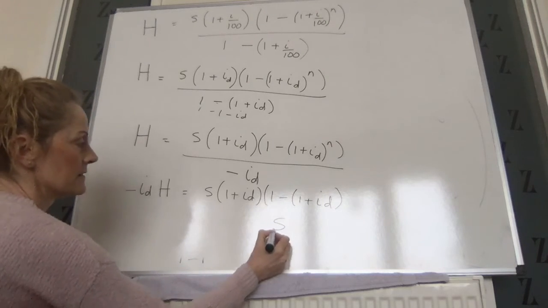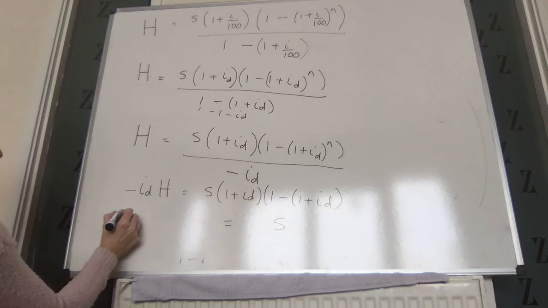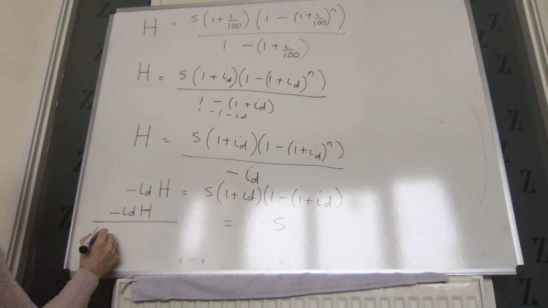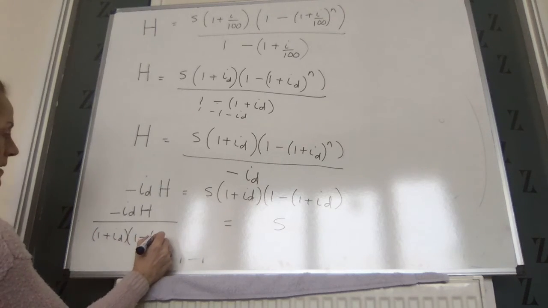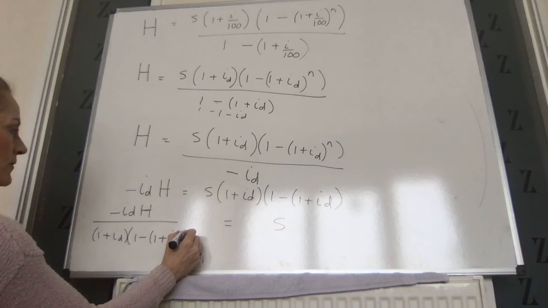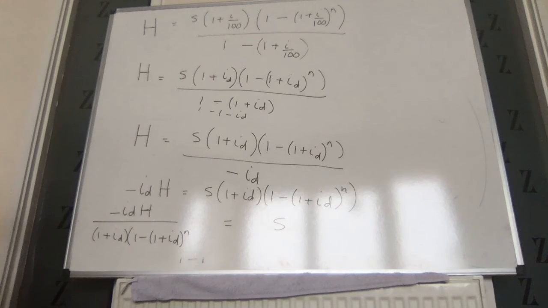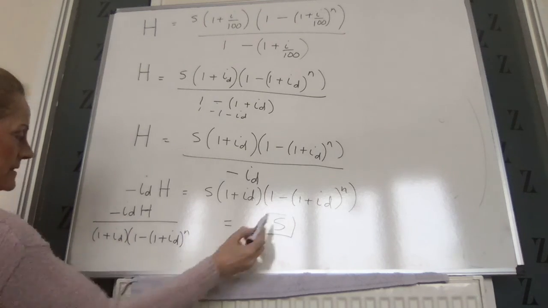So s is equal to minus the interest rate as a decimal times h over 1 plus interest rate as a decimal times 1 minus 1 plus the interest rate as a decimal to the power of n. Whoops, that should be to the power of n. Okay. So that's your way of working out the S.